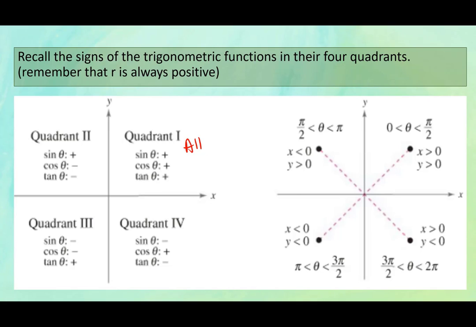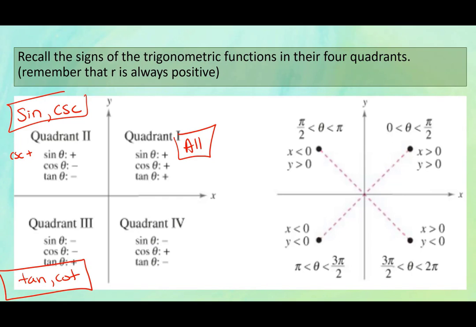When we look at quadrant 2, only the y values are going to be positive. So sine is positive and cosecant is positive. Okay, so we have sines and cosecants. They're positive here. I'm just going to highlight everything that's positive. In quadrant 3, tangent is positive while everything else is negative. So tangent and cotangent are positive in the 3rd quadrant, and in the 4th quadrant, only the x's are positive, so cosine and secant are positive.